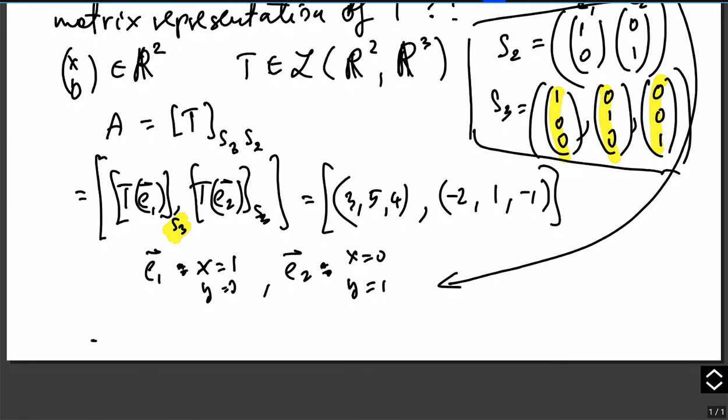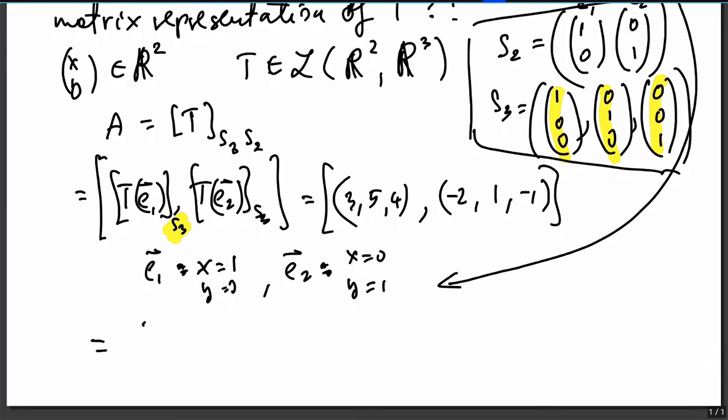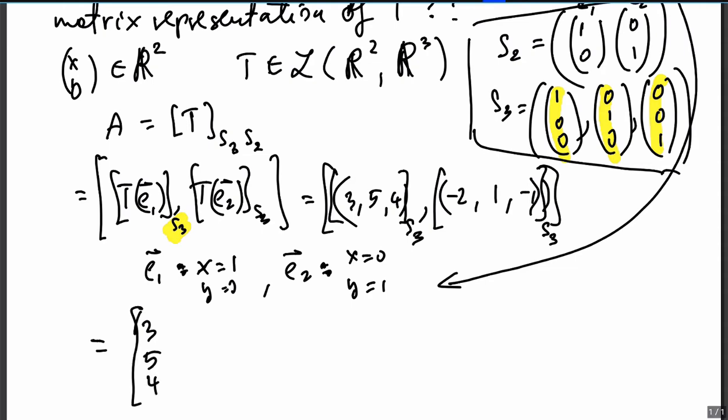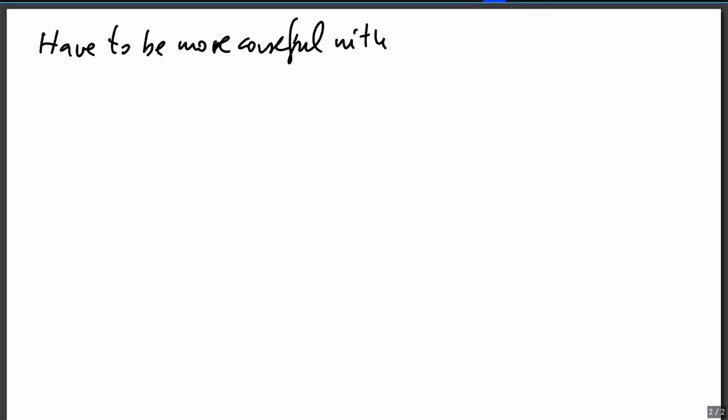So basically all we have to do is turn these row vectors into column vectors. Maybe I should write here that this should be the coordinate vector or coordinate matrix in S3. So this becomes 3, 5, 4, and -2, 1, -1. So we have to be more careful with non-standard basis.